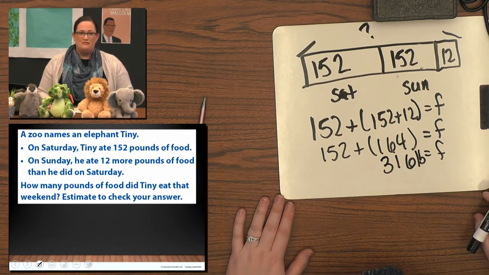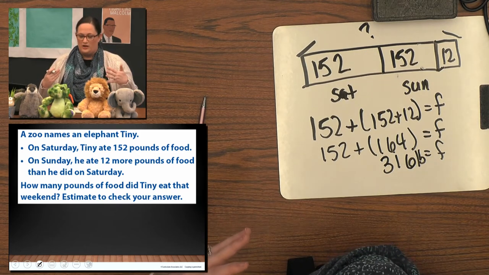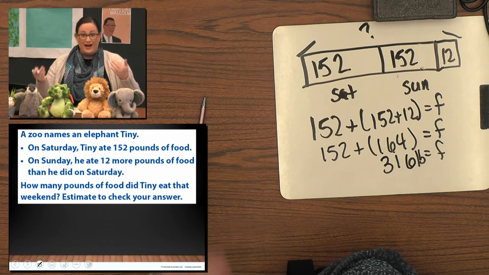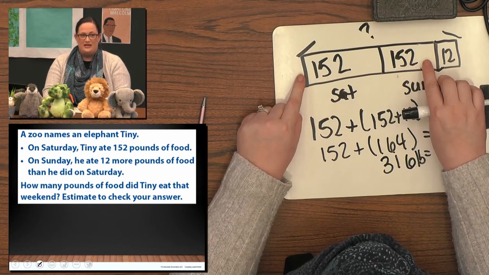And then we talked about rounding. We rounded to the nearest 100, and that didn't work as well. We got 400. Then we rounded to the nearest 10, and what I did is we rounded to the nearest 10 when we got here. But I want to talk about today rounding to the nearest 10 up here.